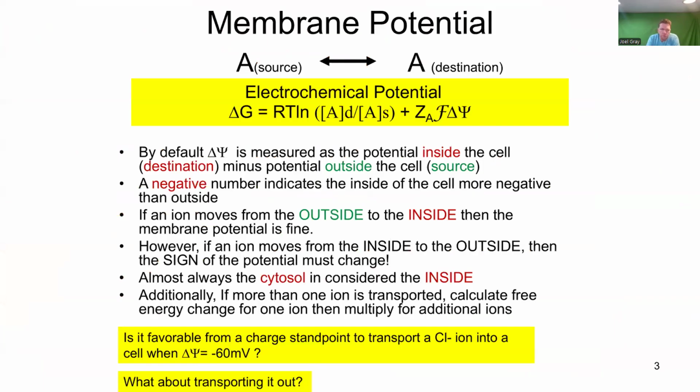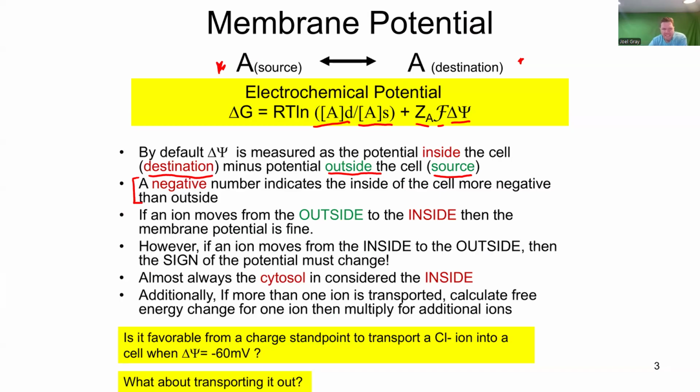Now, here is basically our chemical reaction. A source, our reactants, to a destination, our products. Now, our electrochemical potential, delta G equals RT ln AD over AS plus ZAF delta psi. By default, delta psi is measured as the potential inside the cell, our destination, minus the potential outside of the cell, the source. A negative number indicates the inside of the cell is more negative than outside.